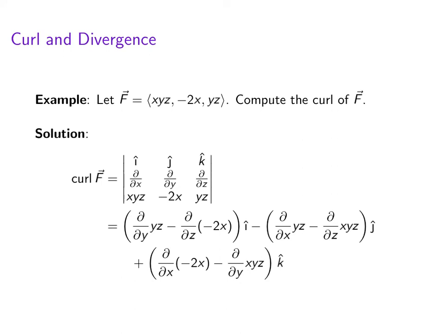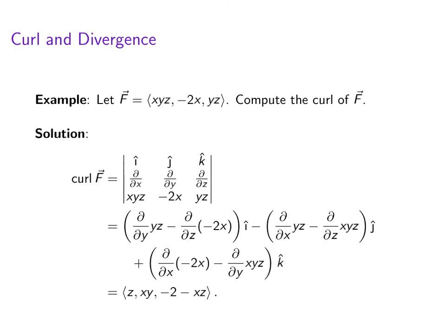And if you work out each piece, so the i component is ∂/∂y of yz minus ∂/∂z of negative 2x, and so on. Each component is computed as you normally do with a cross product, except it's not really a multiplication now. It's an operator acting on some function. And if you work all this out, you'll end up with ⟨z, xy, −2 − xz⟩.